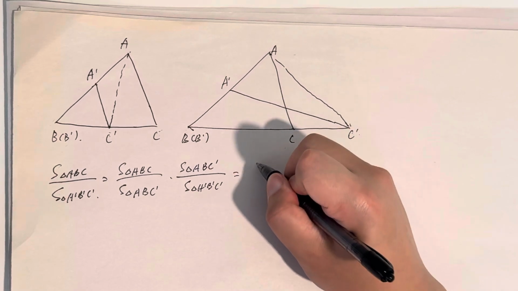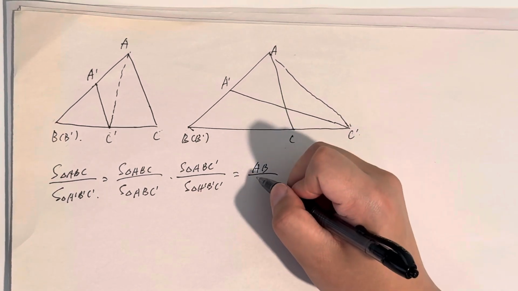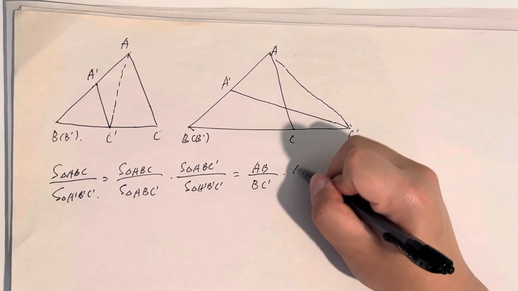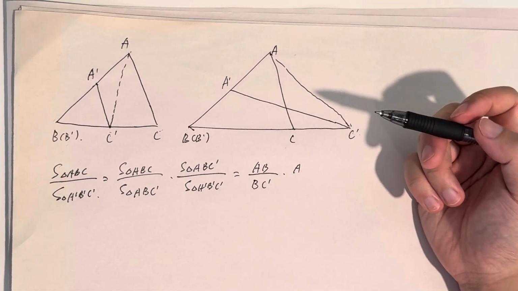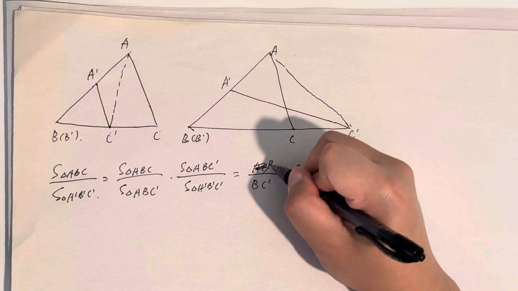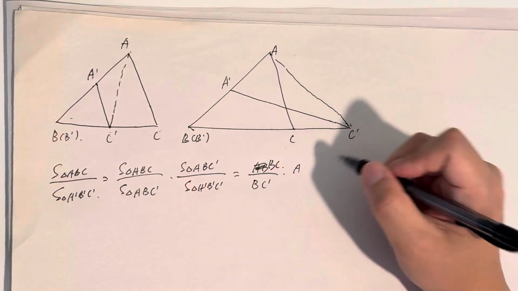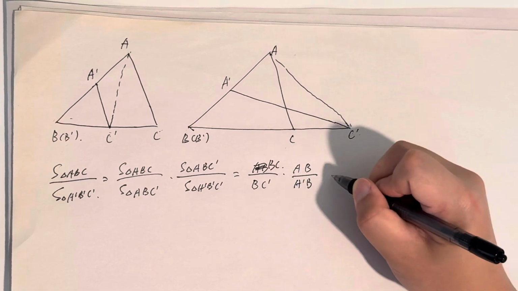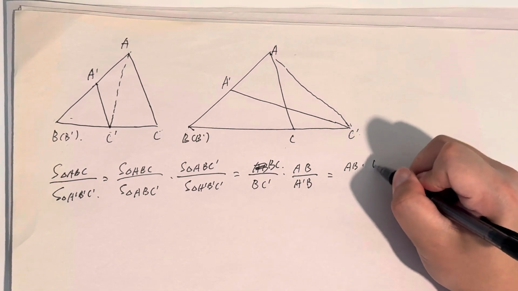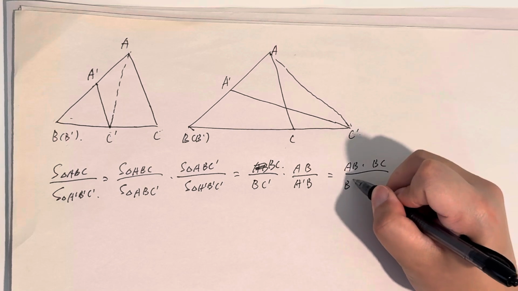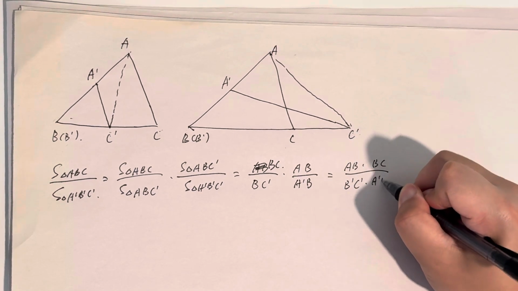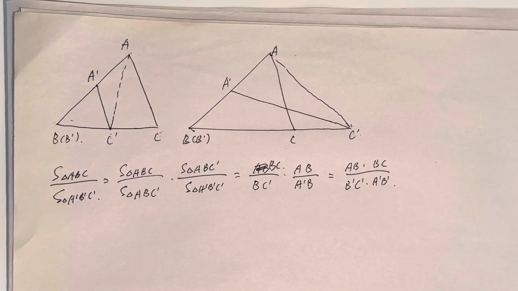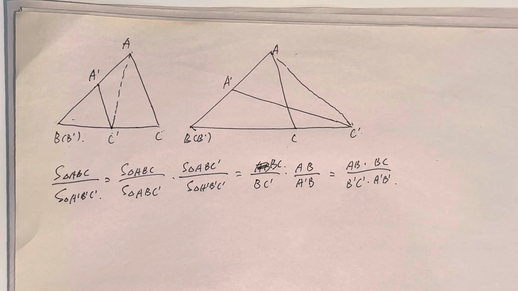It will be AB to BC prime times, well, let me see, it's actually BC, right? BC to BC prime times AB to A prime B. So it equals AB times BC to B prime C prime times A prime B prime. Okay? So that's for the case that angle ABC equals angle A prime B prime C prime.